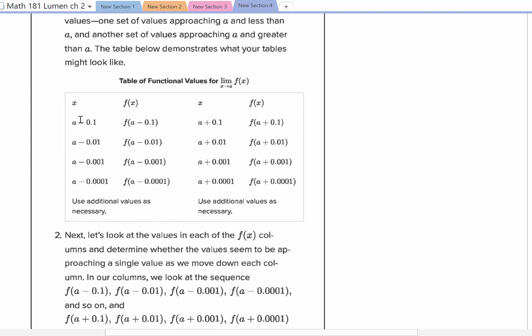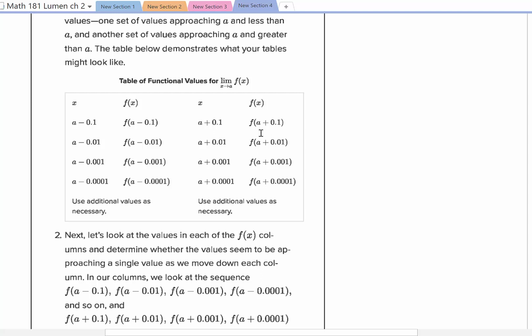So here they're given an example. A is the specific value it's approaching. You can do a minus 0.1, a minus 0.01, a minus 0.001, and so on. On the other side, it's a plus 0.1, a plus 0.01, a plus 0.001, a plus 0.0001, and you're going to plug those values into the function as well.